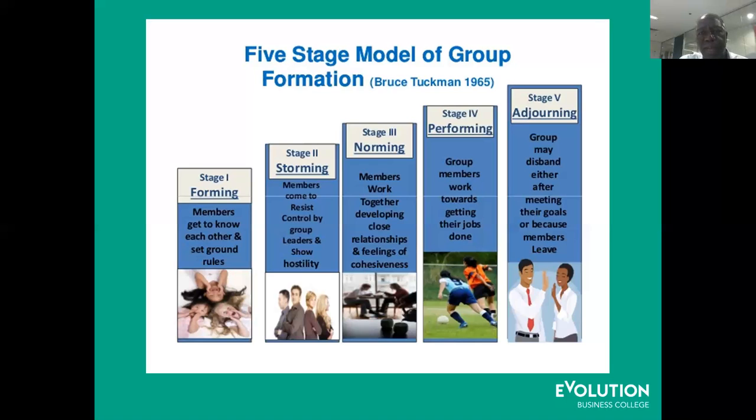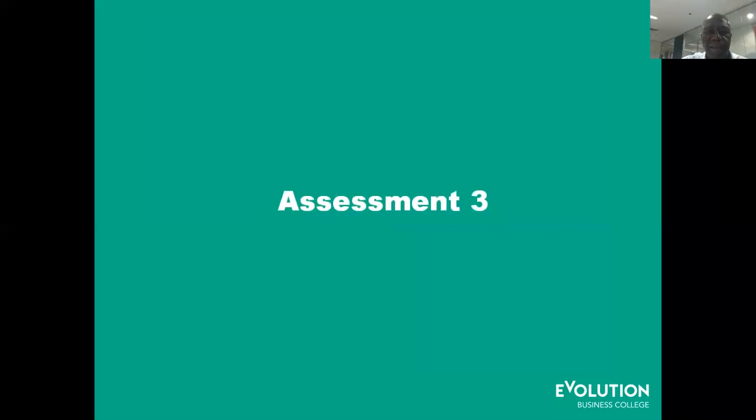And stage 5, that's where you've got adjourning. The group may disband, either after meeting their goals or because members leave. So it's a happy ending: you end up working together, you score some big goals, and at the end of it, when you adjourn, if it was a project we were doing, everybody's happy, goals are achieved, and now you know whom to work with. So this is one of the models you really have to get up and doing.